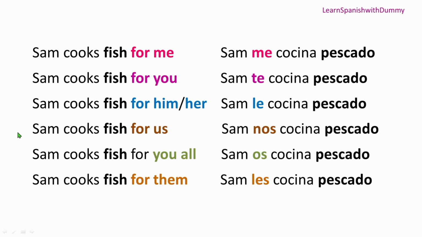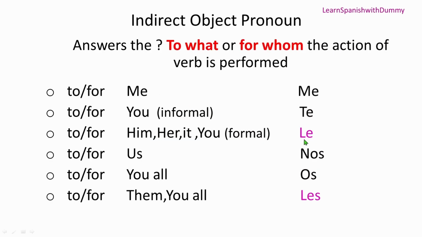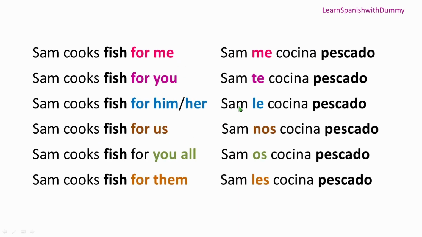Alright, after that we have Sam cooks fish for him or for her. Okay, now for him and for her we have learned here. Here le means for him and for her, both of them, right? So we'll say Sam le cocina pescado. It means Sam, here le is either for him or for her, cooks fish. Next is Sam cooks fish for us.